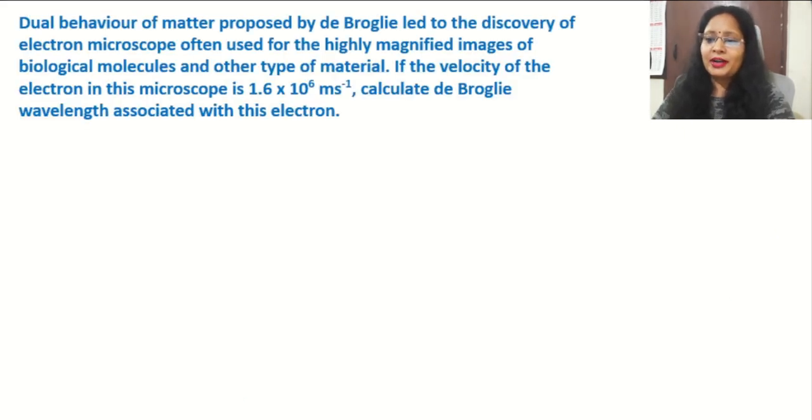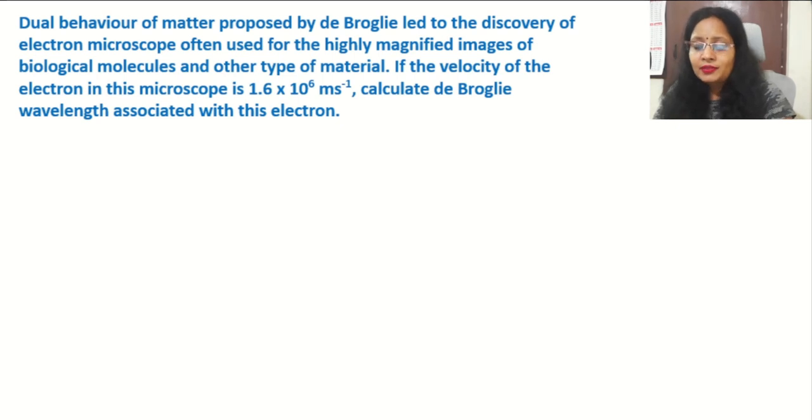Dual behavior of matter proposed by de Broglie led to the discovery of the electron microscope, often used for highly magnified images of biological molecules and other types of material. If the velocity of the electron in this microscope is 1.6 into 10 to the power 6 meter per second, calculate the de Broglie wavelength associated with this electron.